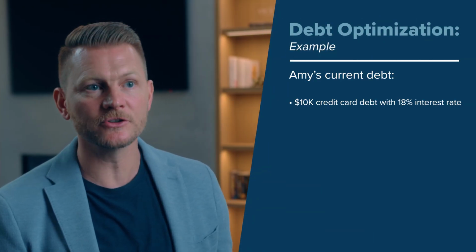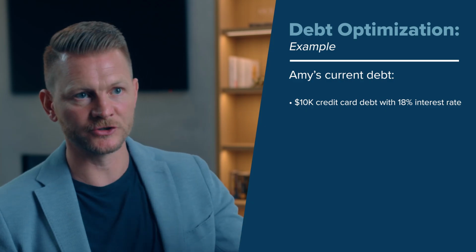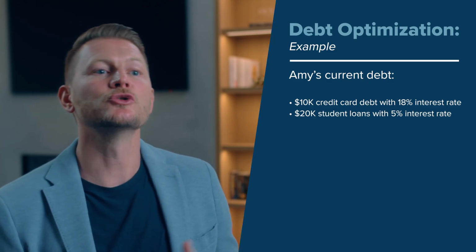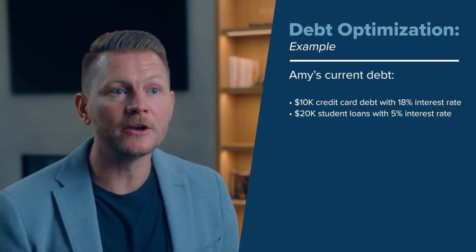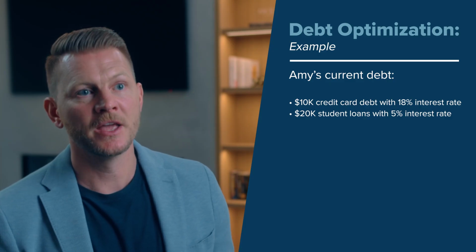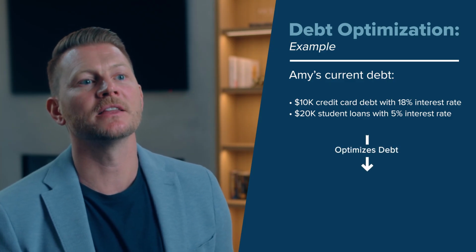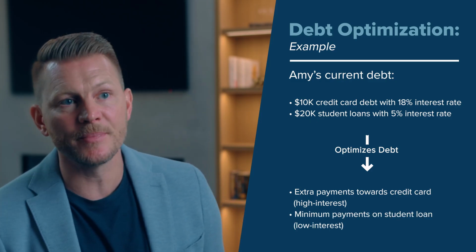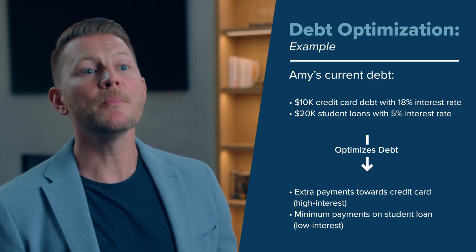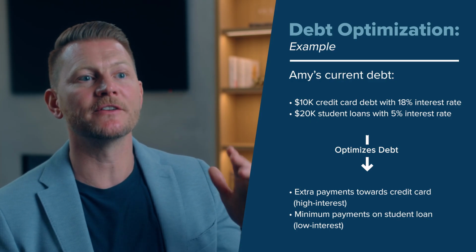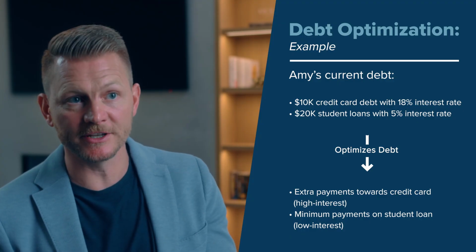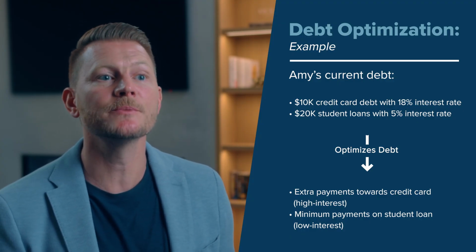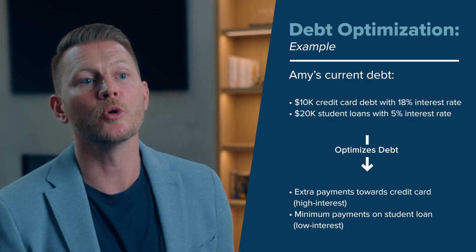For example, Amy has $10,000 in credit card debt with an interest rate of 18% and $20,000 in student loan debt with an interest rate of 5%. Amy optimizes her debt by allocating extra payments towards her credit card debt while making minimum payments on her student loan. By focusing on the higher interest rate debt first, Amy will save money on interest, which in turn allows her to pay off her credit card debt more quickly.